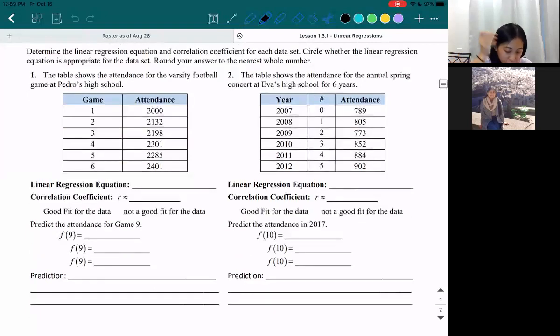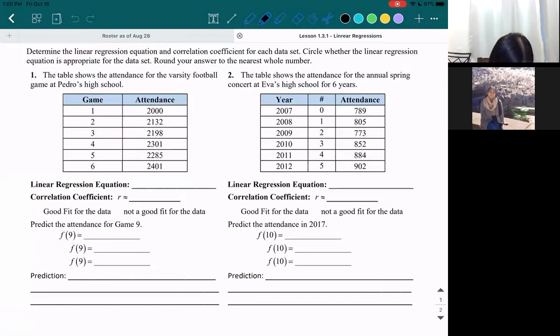Now we're going to go on to numbers 1 and 2 as our example problems. In the directions, it says, determine the linear regression equation and correlation coefficient for each data set. Circle whether the linear regression equation is appropriate for the data set. Round your answer to the nearest whole number.